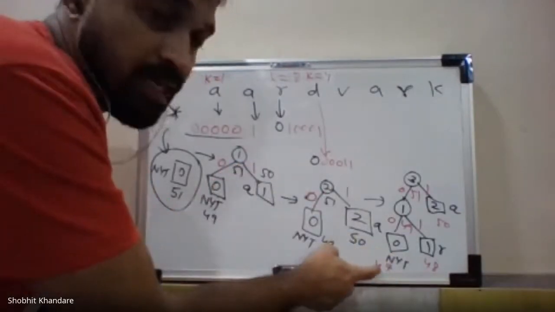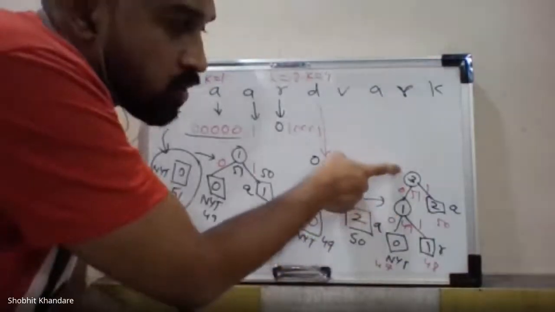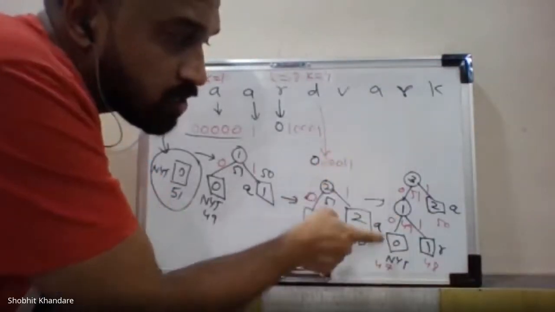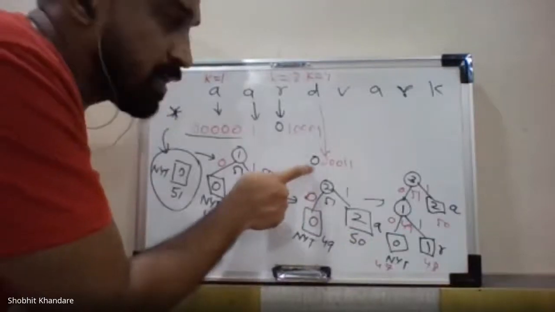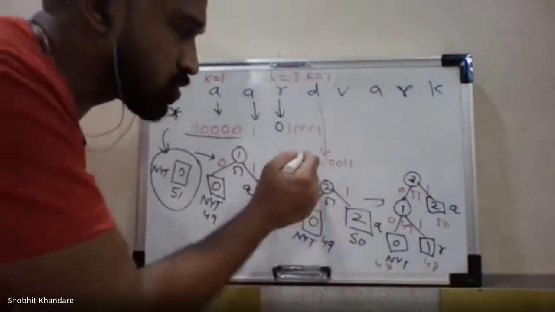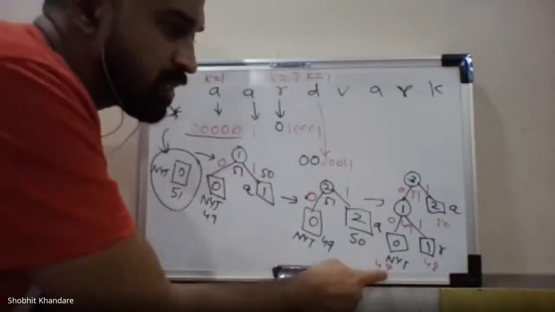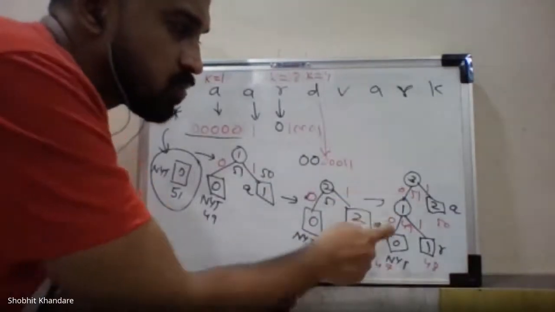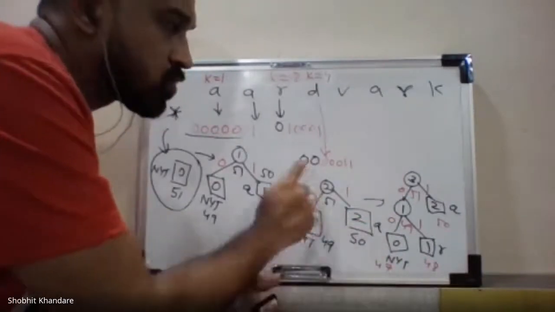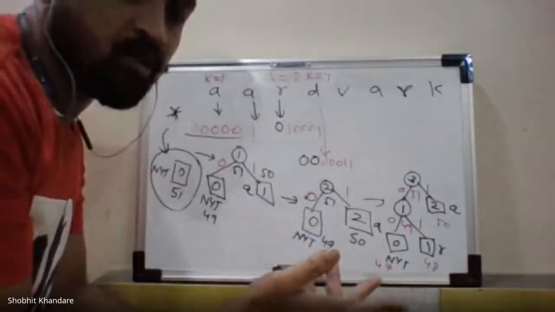Now to reach NYT, I will go from the root. So it is 0 and 0. So this is wrong. We had written only one 0. There should be 2 zeros. So to reach my NYT, it is 0 0, followed by the fixed code of that symbol.